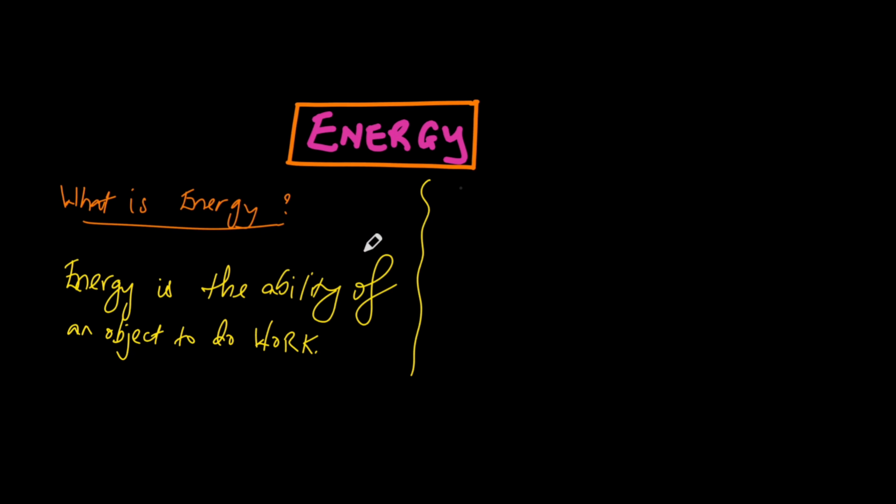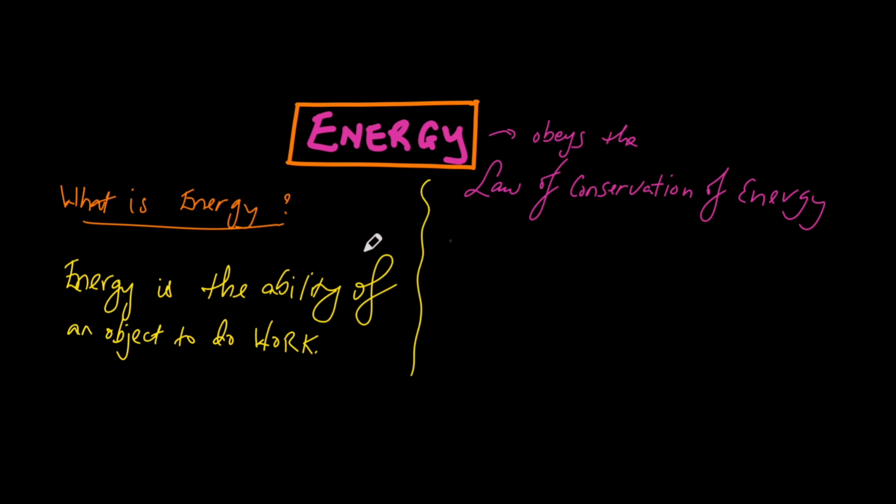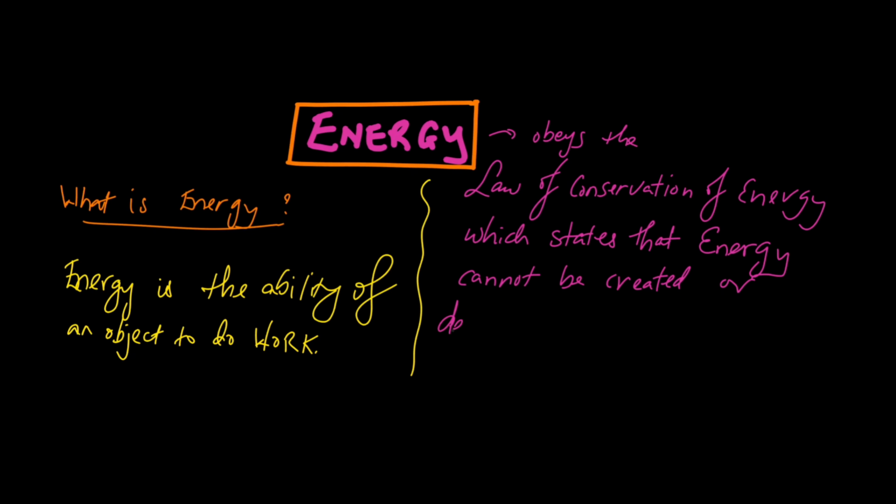Now, energy follows a specific law. It is called the law of conservation of energy. What is the law of conservation of energy? It states that energy cannot be created or destroyed, but it can change from one form to another. What does that mean? Well, we can't create energy, but we can harness it. We can't destroy it, but of course we can allow it to change from one form to another.